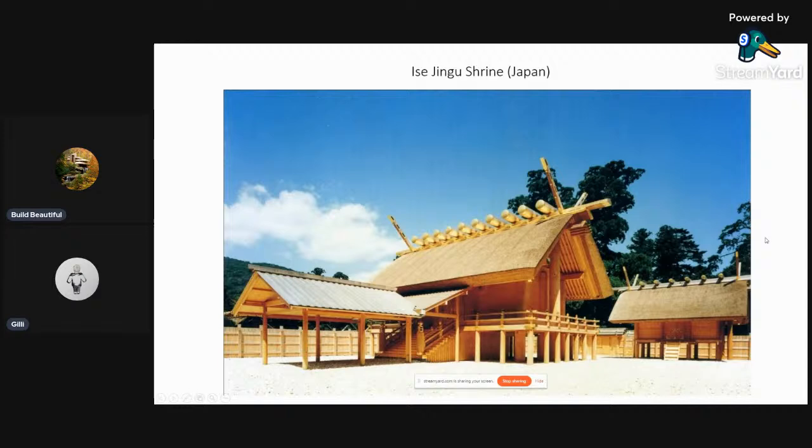It's an interesting building to ponder this. It's the Jingu Shrine, and that issue of form and architecture or permanence, as the guy brought up in the video, the issue of rebuilding this building every 20 years, it draws up interesting architectural questions and philosophical questions as well.